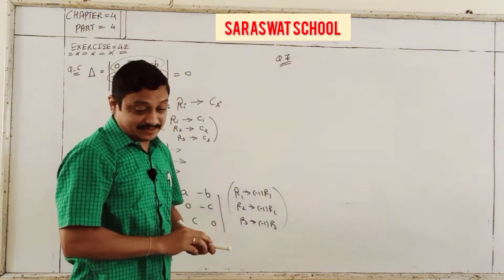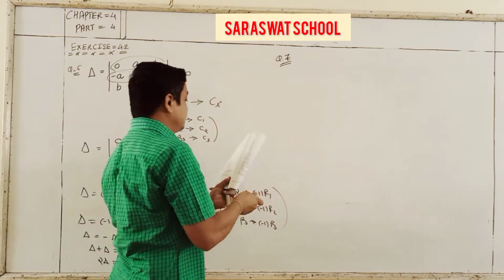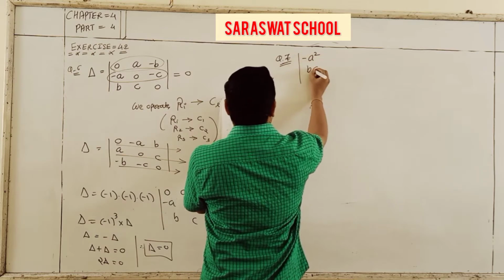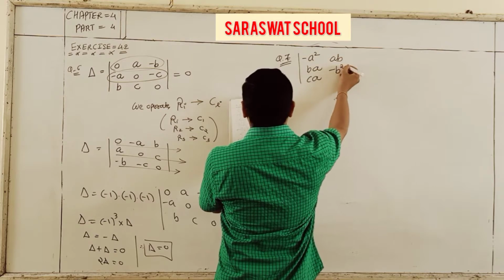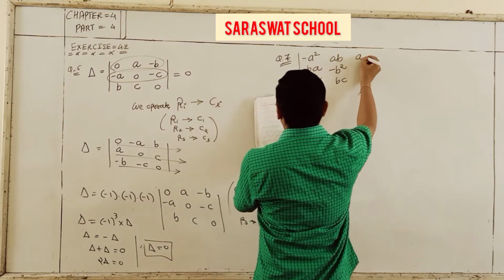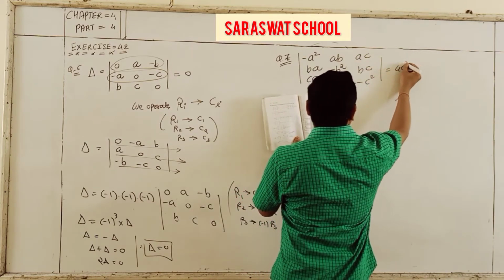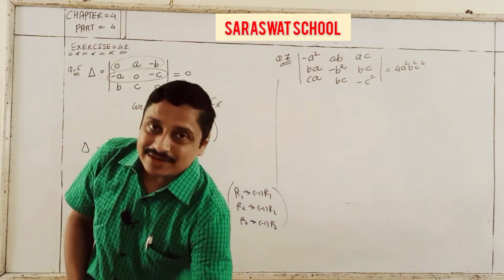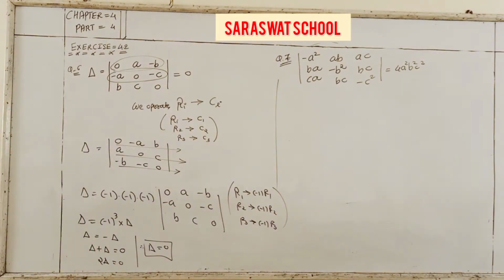Now the seventh sum. In the seventh one, also prove that the determinant with rows minus a square, ba, ca; ab, minus b square, bc; ac, bc, minus c square, equals 4 times a square, b square, c square. In this sum also, students, I will take common and decide my further solution.